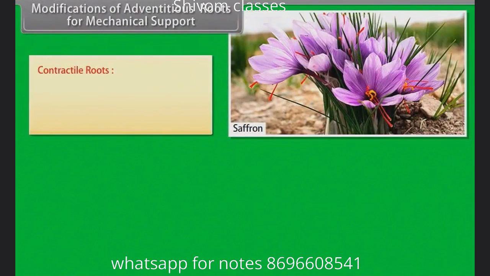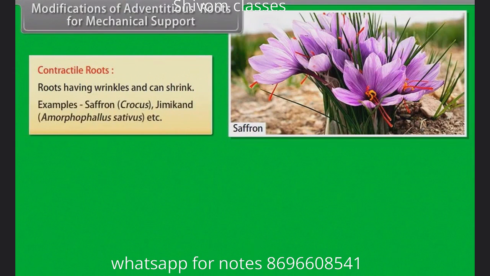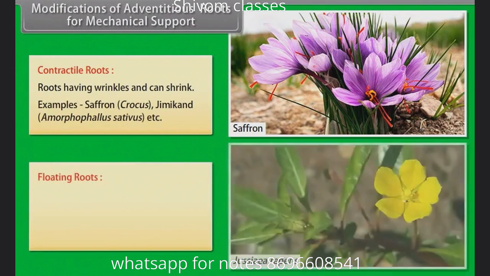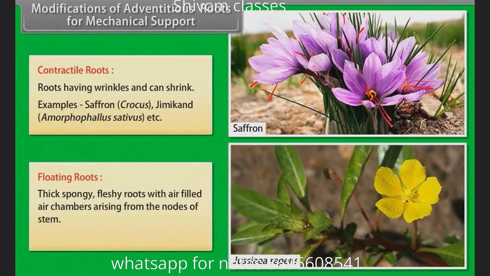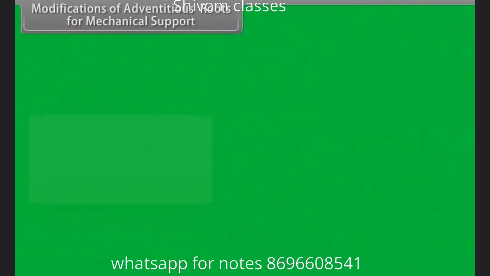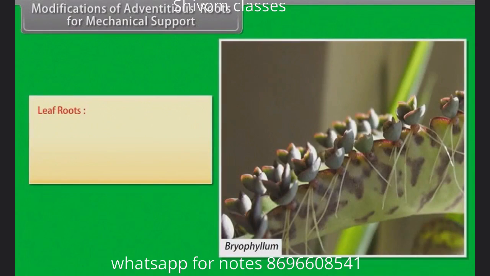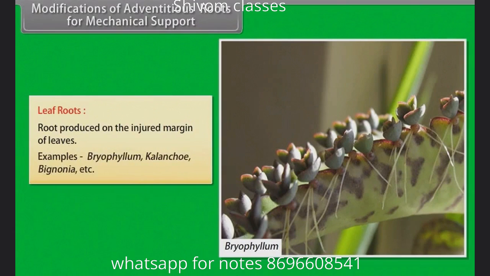Contractile roots. Roots having wrinkles and can shrink. Examples: saffron, jimsonweed, etc. Floating roots. Thick, spongy, fleshy roots with air-filled chambers arising from the nodes of stem. Example: Jussiaea repens. Leaf roots. Roots produced on the injured margin of leaves. Examples: Bryophyllum, Bignonia, etc.